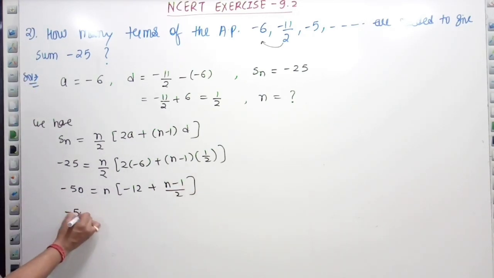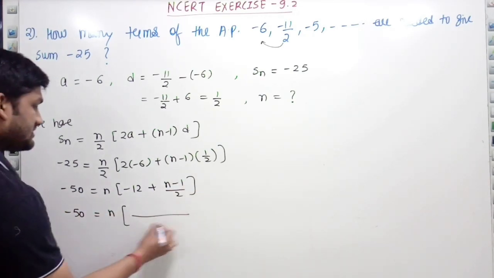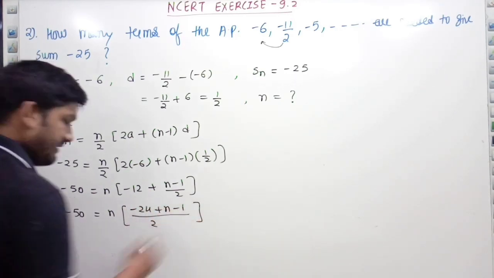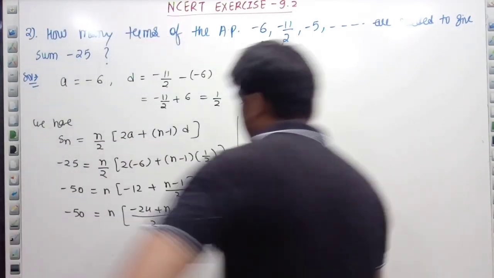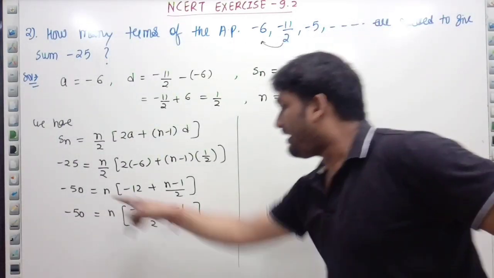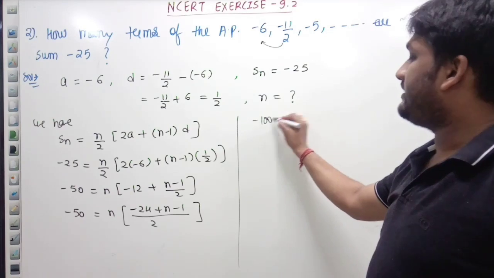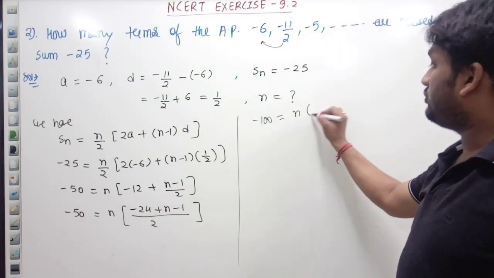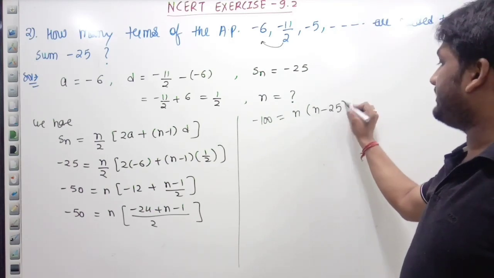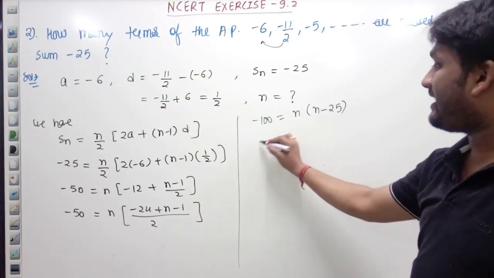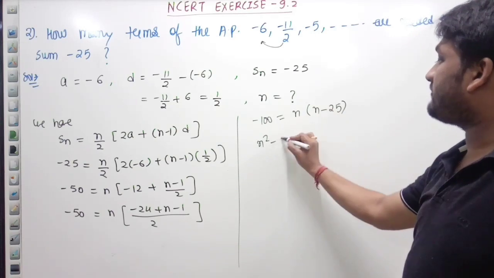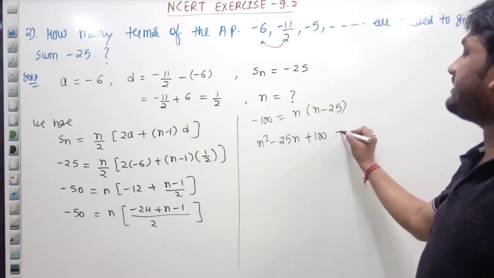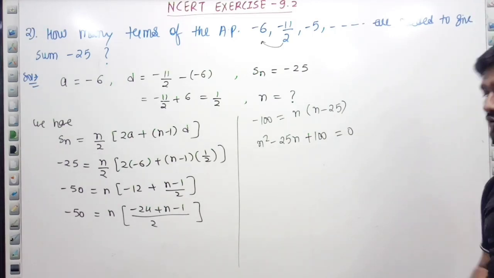Now again I will be taking the LCM. So this is 2 into minus 24 plus n minus 1. Right? So what I am having here is minus 100 equal to n into n minus 25. So this is n square minus 25n. This 100 I will take to the left hand side, plus 100 equal to 0.